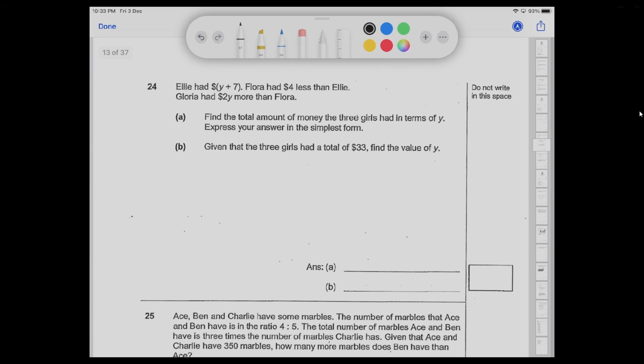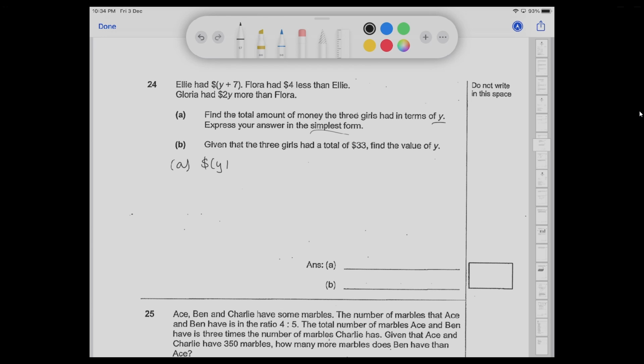Ellie had y plus 7. Flora had $4 less than Ellie. Gloria had 2y more than Flora. It's an algebra question. Find the total amount of money in y and express in simplest form. Quite simple, right? Just add everything together. So it's y plus 7, plus Flora had 4 less than Ellie, so that'll be y plus 7 minus 4, plus Gloria, y plus 7 minus 4 plus 2y.